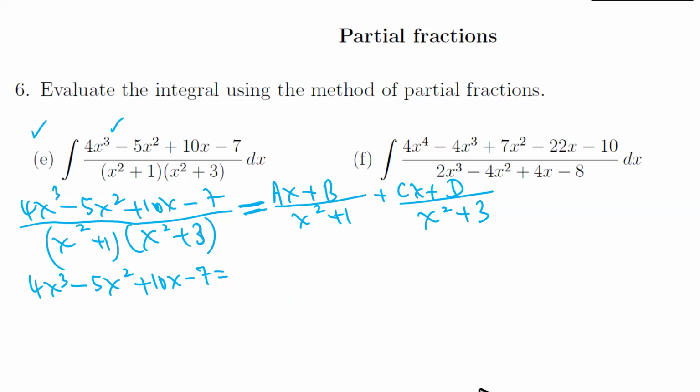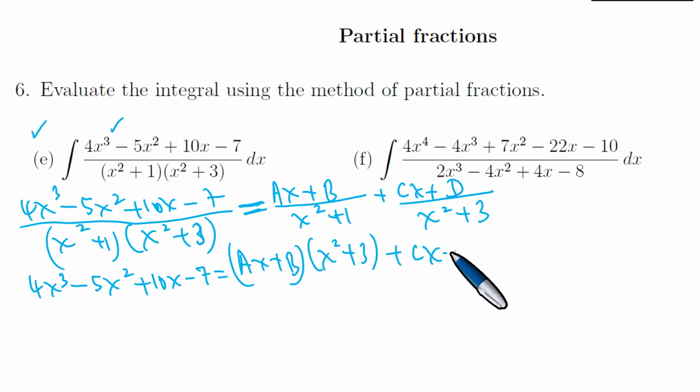Okay, we continue. So now, if you multiply it through by the denominator, you're going to have (ax plus b) times (x squared plus 1). Okay, so now you need to just expand this one.